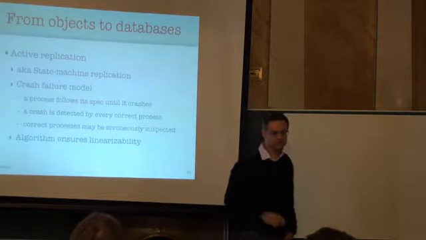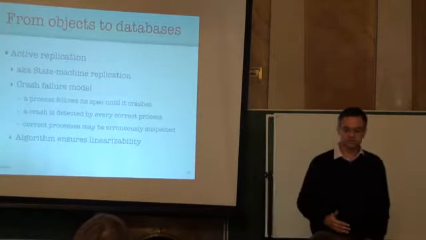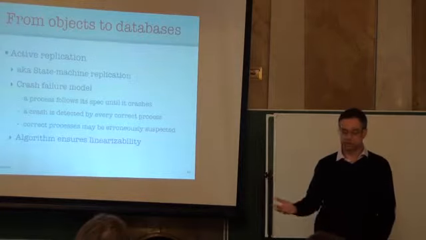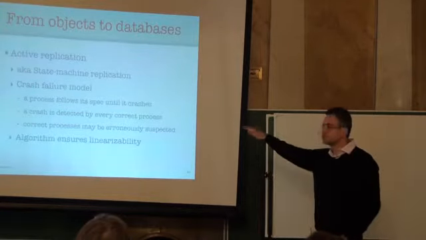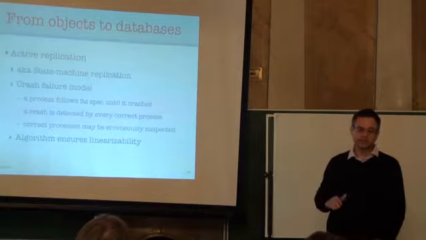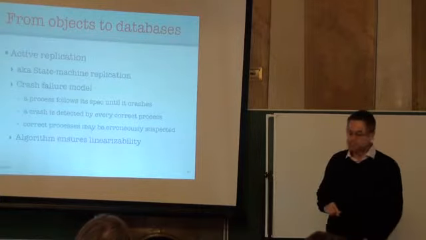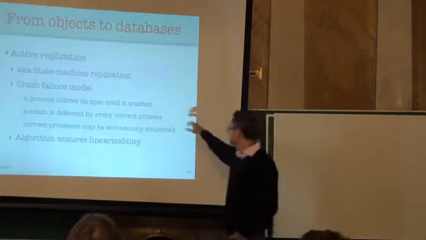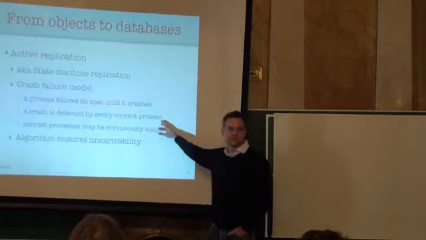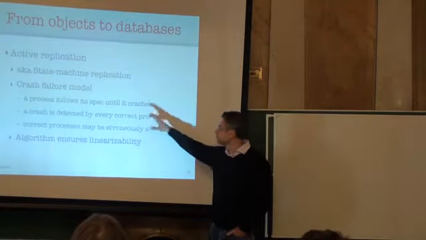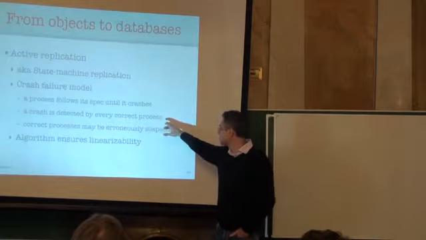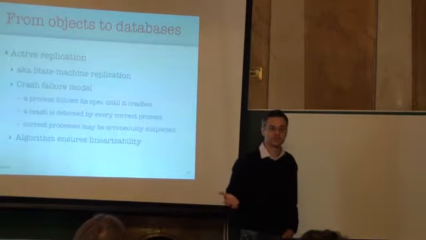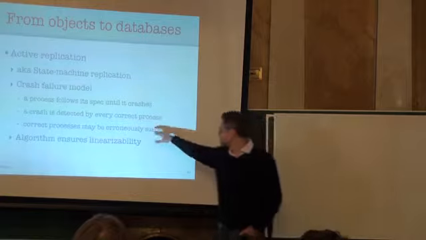So what this means is the following. A process follows its specification until it crashes, just like before. So what's behind this statement here is that I'm not considering Byzantine failures. The second thing is a crash is detected by every correct process, just like before. So far there's no change with respect to my previous model. If a process crashes, eventually you want to know that this process has crashed. Now the difference is the third bullet.